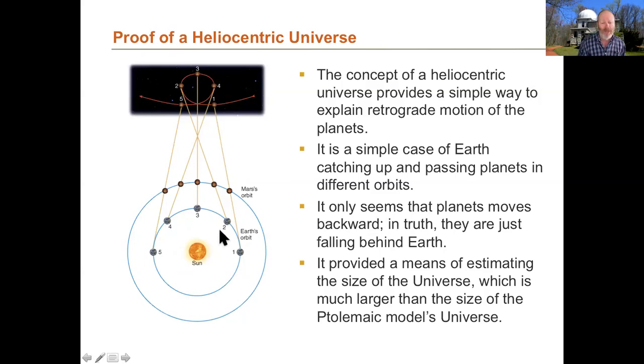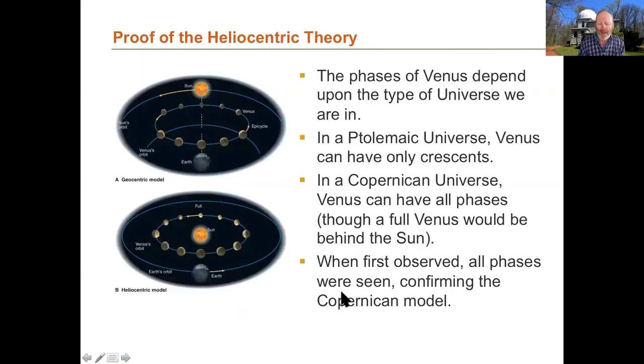That's what happens here. The Earth is going faster than Mars. So as Earth goes around and we're looking at Mars, it looks like it's going backwards. It's being lapped until we get around the curve and it seems to be going forwards again. That's true for all of the outer planets.